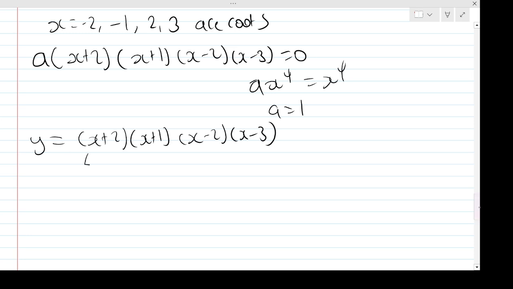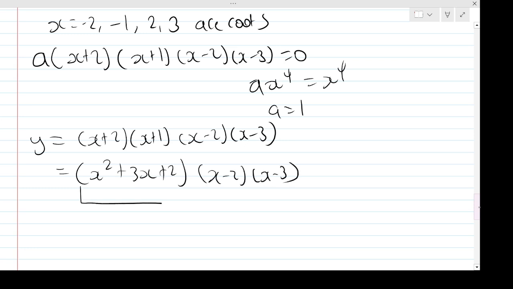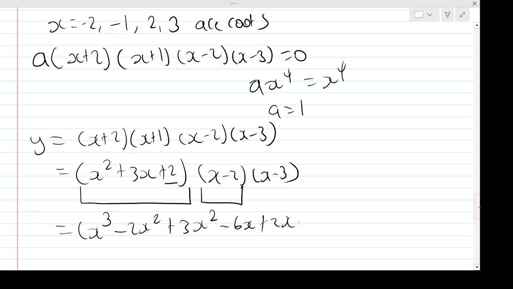Firstly, let's expand these first two brackets, so that would be x squared plus x plus 2x plus 3x plus 2. Then we have x minus 2, x minus 3. Then let's expand this bracket with that one. So x squared times x will be x cubed minus 2x squared, then 3x times x is plus 3x squared. Then 3x times minus 2 will be minus 6x. Lastly, with the 2, 2 times x is 2x, then 2 times minus 2 is minus 4. With the other bracket, minus 3.